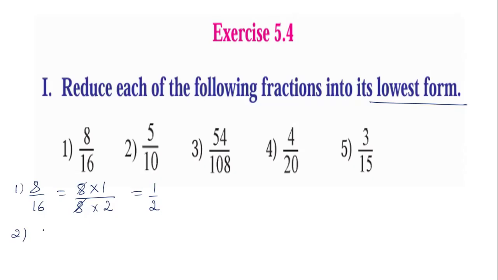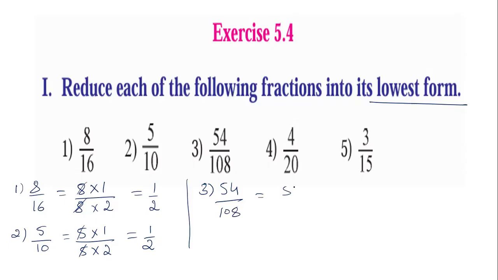Second one, 5 by 10. 5 into 1, 5 into 2. This 5 gets cancelled. 1 by 2 is the answer. Next, third one, 54 by 108. 54 into 1 divided by 54 into 2. 54 twos are 108. This 54 gets cancelled. 1 by 2 is the answer.